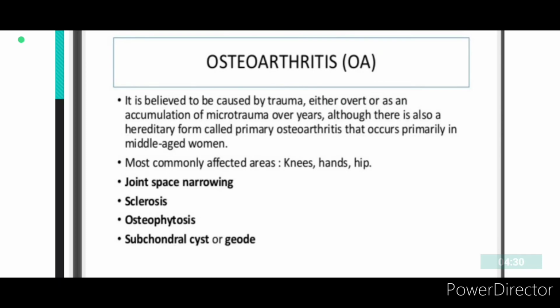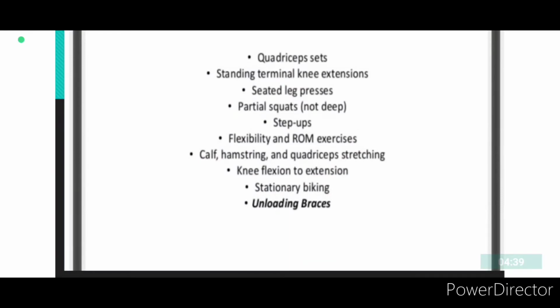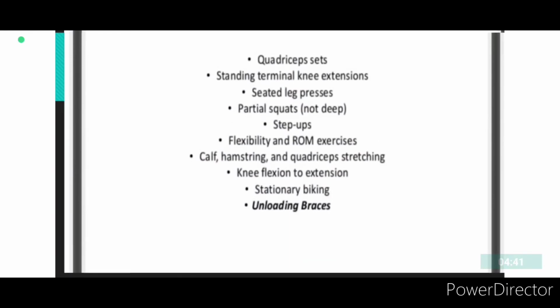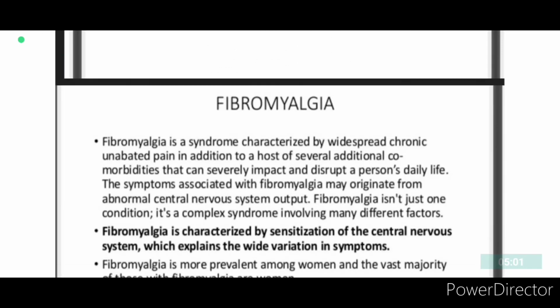Joint space narrowing, sclerosis, osteophytosis, subchondral cyst. Exercises: quadriceps sets, standing terminal extension, seated leg presses, partial squats, not deep, step-ups, flexibility in arm exercises, calf, hamstring and quadriceps stretching, knee flexion, toe extension, stationary biking, unloading braces.